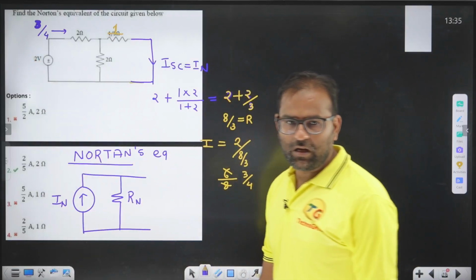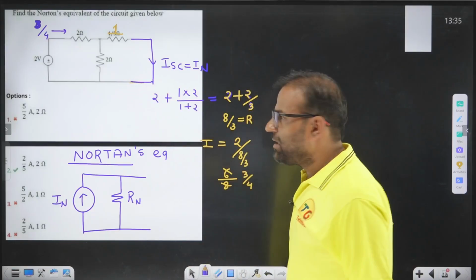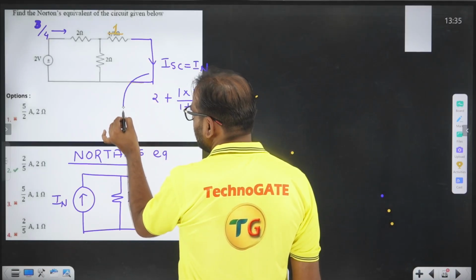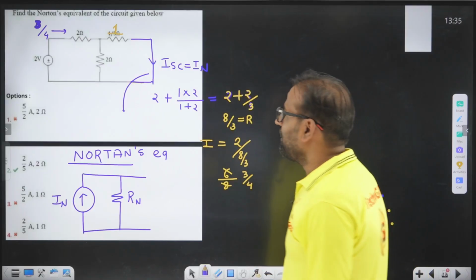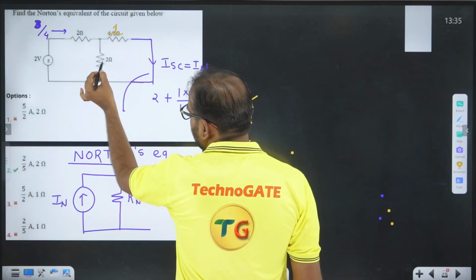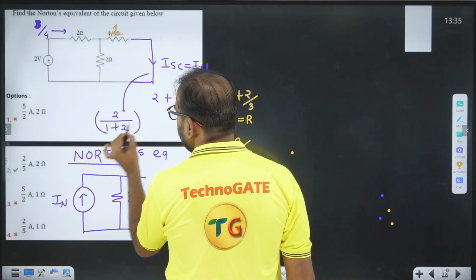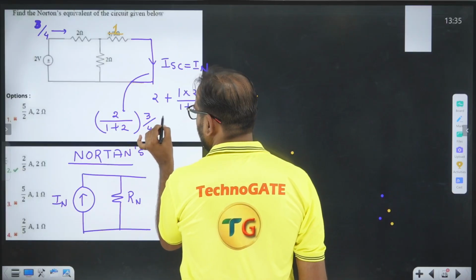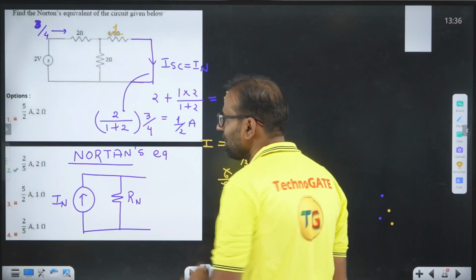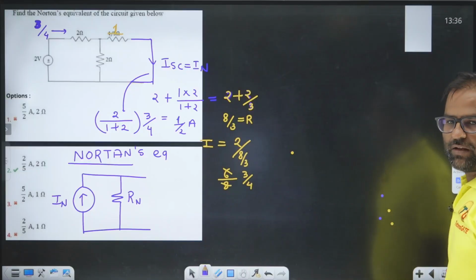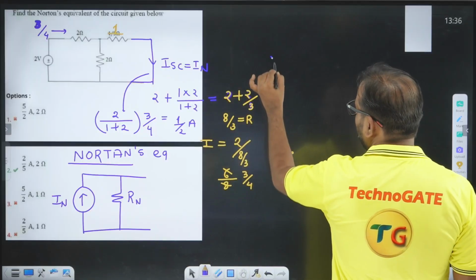If the current coming from the source is 3 by 4 ampere, now we have to divide this current into two parts. This is the parallel current distribution. If you are calculating ISC, you have to write 2 divided by 1 plus 2 into the incoming current, which is 3 by 4. When you write this, 3 and 3 cancel, and the value is half ampere. So the current is equivalent to 1 by 2 ampere, if I take this as 1. And what is the value of Norton's resistance?